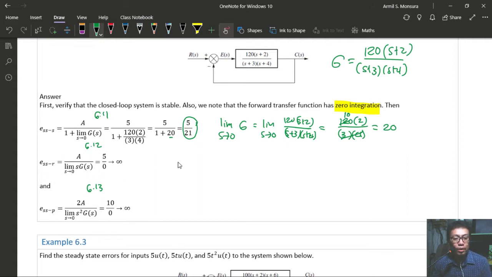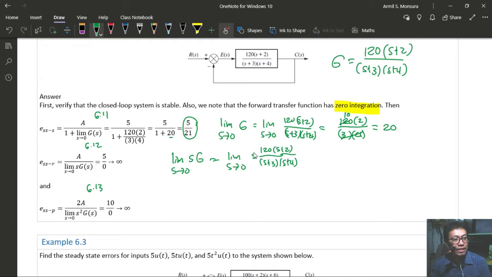Now, for the ramp input, let us first compute the denominator. Actually, the denominator is what is computed first in problems like this so you can see it better. Later on, in the next lesson, we will have a special name for that denominator. So we have the limit of SG as S approaches 0. This is the limit of S times 120 (S plus 2) over (S plus 3) times (S plus 4) as S approaches 0. Again, because of the absence of an integration factor in your G, nothing cancels this S.